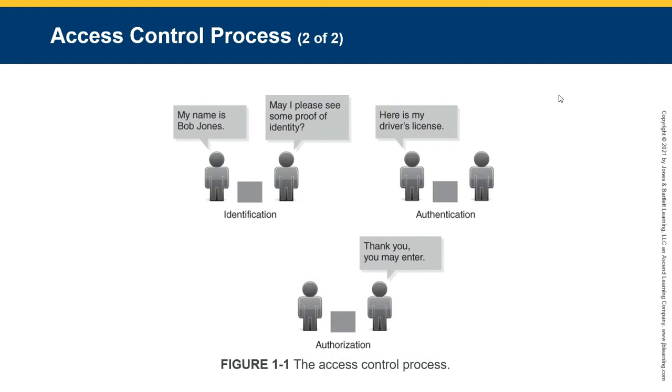Here's a simple thing. My name is Bob Jones. Let me see proof, my driver's license, and they can enter. So, usually we have a badge for new employees or some kind of sign-in sheet. But this is a simple explanation of how it looks. Identification: who are you? Verify who you are. If it's good, you get in.